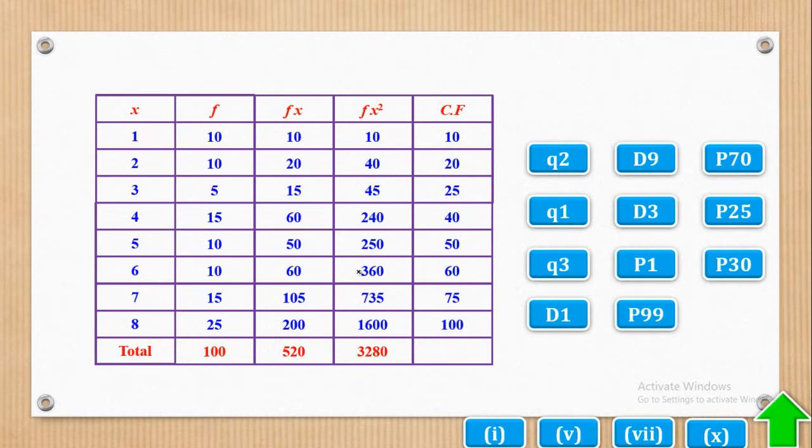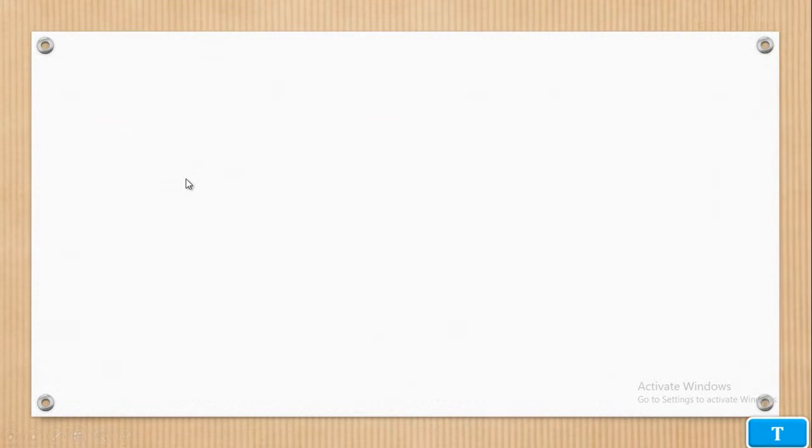Okay, so now that is the table we need. Next is to answer the questions. We shall start with Roman 1, where they wanted the mean mark.